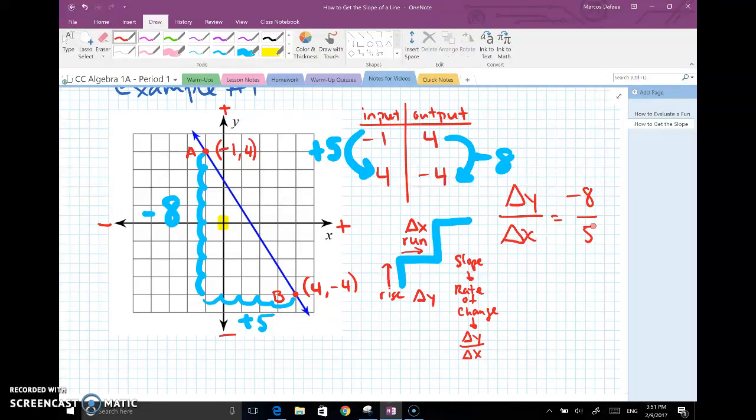So if I wanted to go from A to B, all I would have to do is exactly what it tells me. So I would go from point A down 8 times. And once I reach that platform where B is, I would make a right and go to the right 5 times. And that's it. That's a slope.